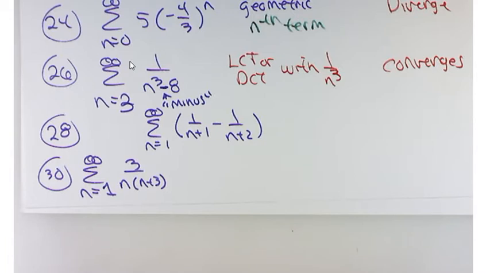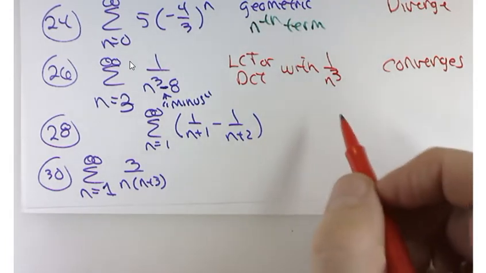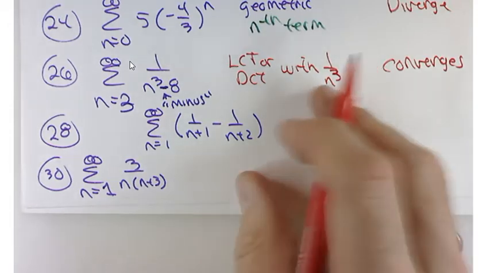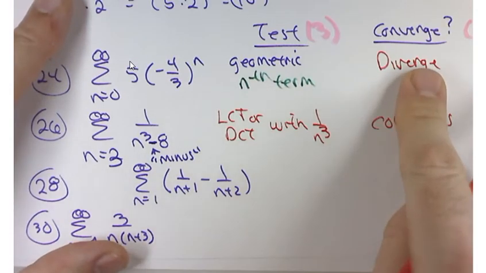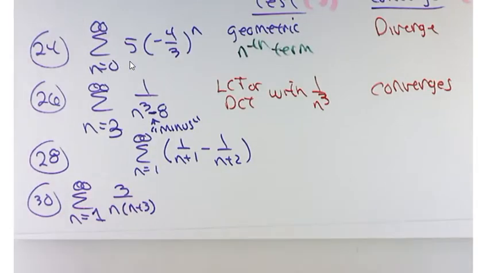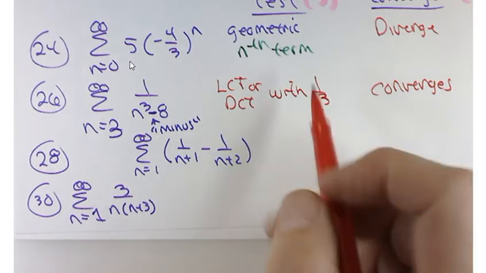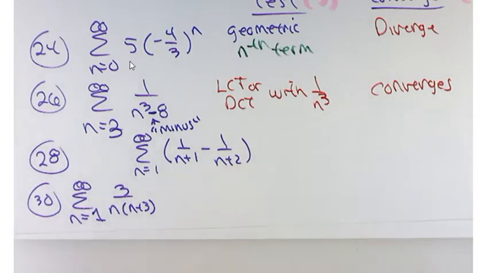I know it's tempting. I've taught this course a lot, and yeah, that nth term test. It's convenient because you get a quick, easy "oh, it diverges," but you can only use it to show divergence. All right, how about this next one? That one's pretty straightforward.